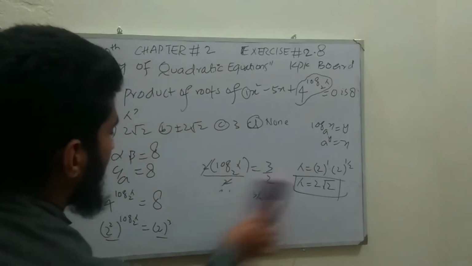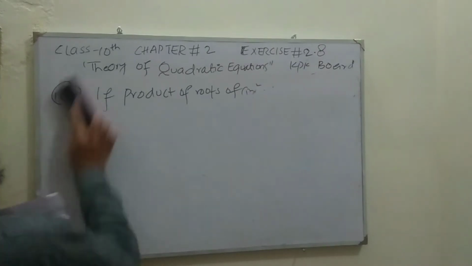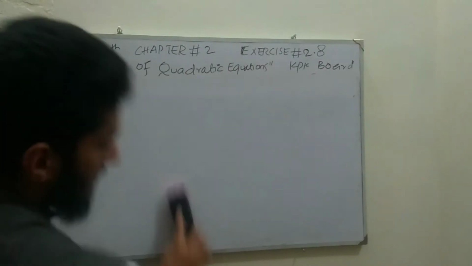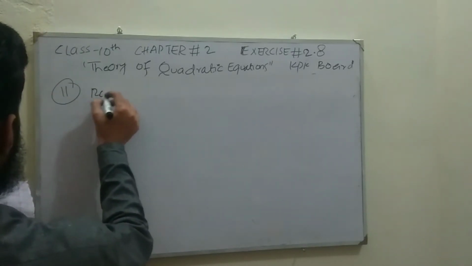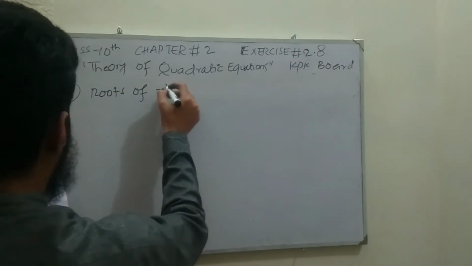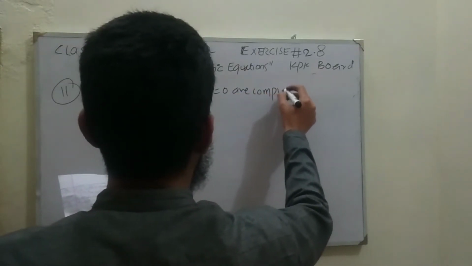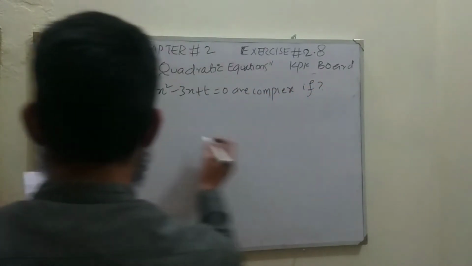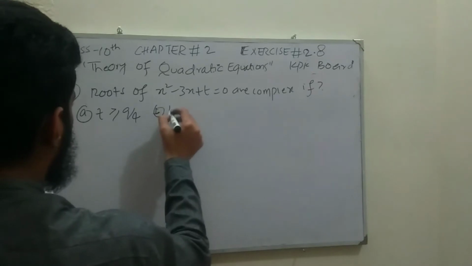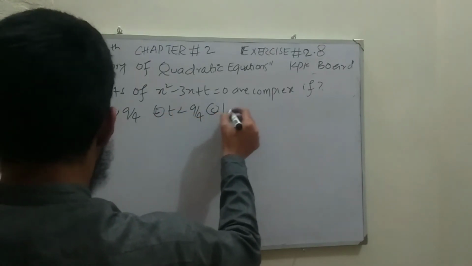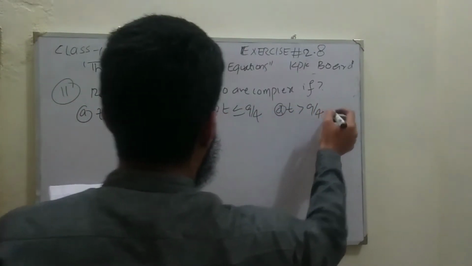Move to question number 11. Question number 11 states that the roots of the quadratic equation x square minus 3x plus t is equal to 0 are complex if and only if: option A is t greater than or equal to 9 over 4, option B is t less than 9 over 4, option C is t less than or equal to 9 over 4, and the last option D is t greater than 9 over 4. Solution.